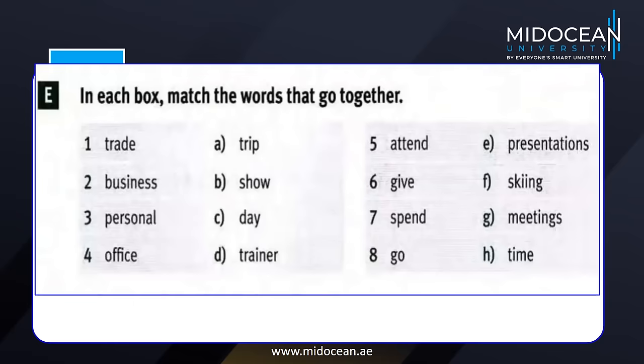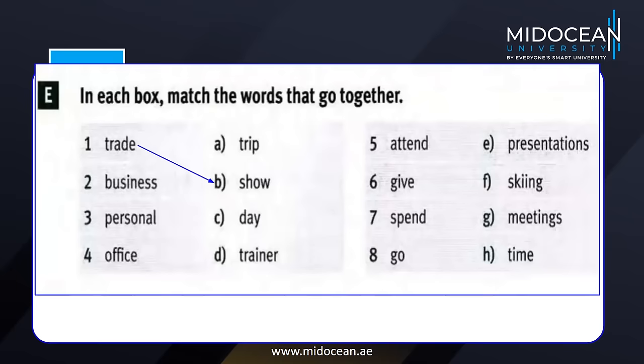احنا عندنا هنا two boxes, box number one and box number two. So عايزين نوصل الكلمات اللي بتيجي مع بعض. So, for example, I will answer number one for you. Trade show. Trade show, okay? So, this is number one. Please, okay, guys, do that. What does it mean trade show?